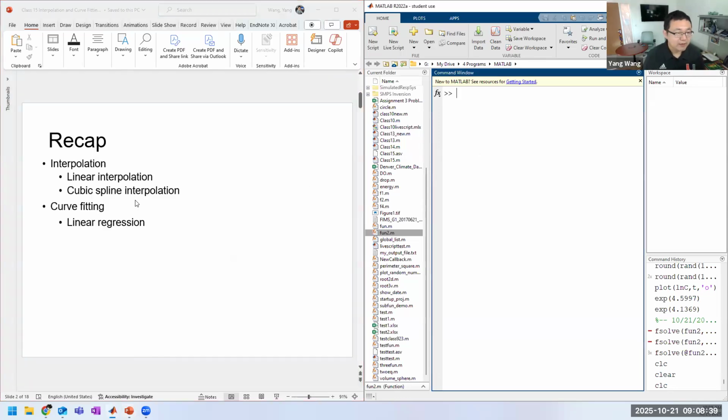So let's do a quick recap of last class. Last class, we talked about interpolation in the beginning. We should pay attention that interpolation assumes that all of the data points we collected are real, and we're trying to find the data at locations that we didn't measure, right? So there can be linear interpolation, cubic spline interpolation, and so on and so forth.